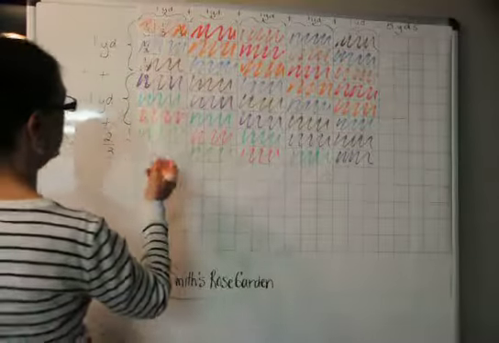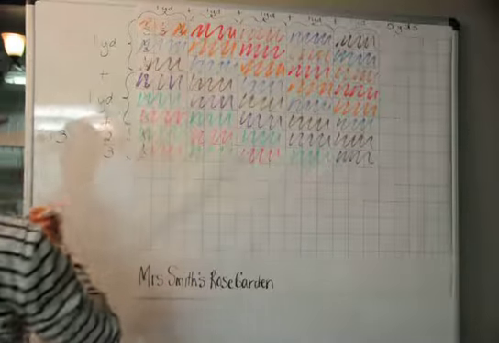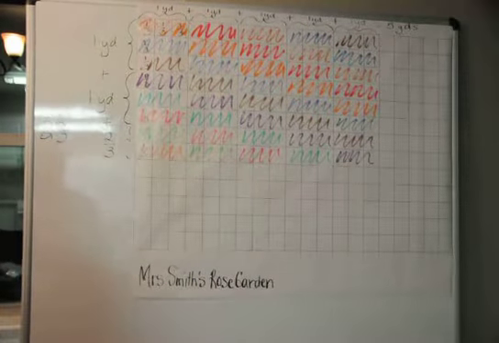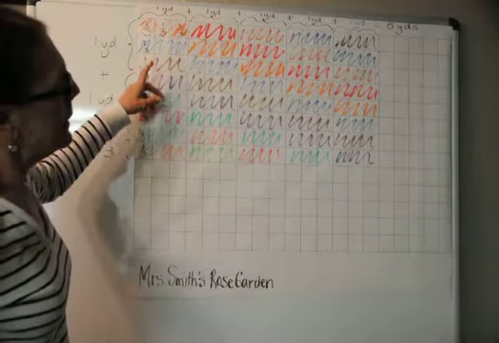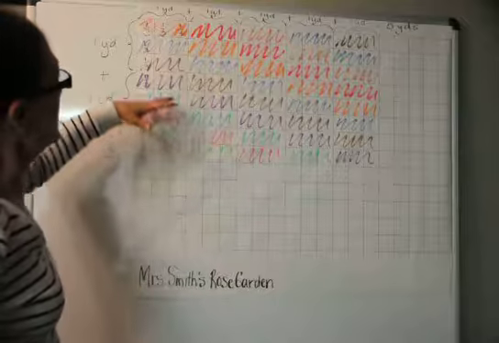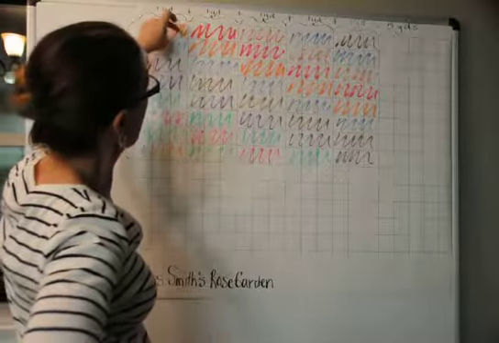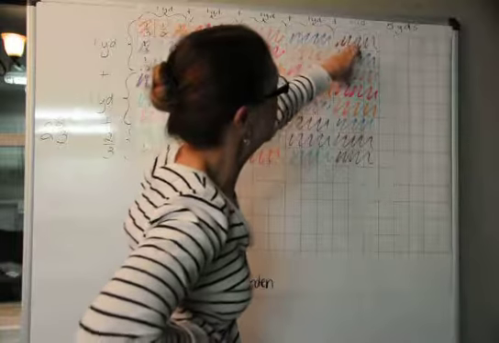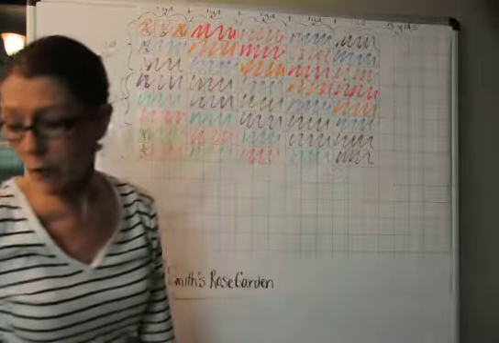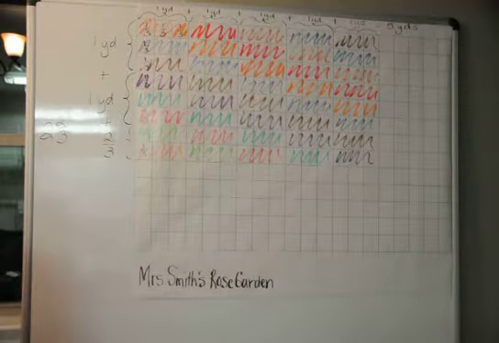And one more. Okay, so we've colored it in. And at this point, we can see that we have 1, 2, 3, 4, 5, 6, 7, 8, 9, 10, 11, 12, 13, 14, 15 thirds. 15 thirds coming across.